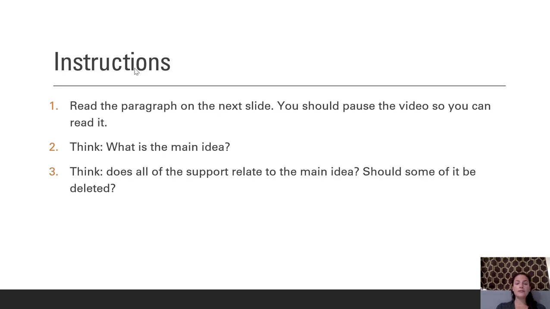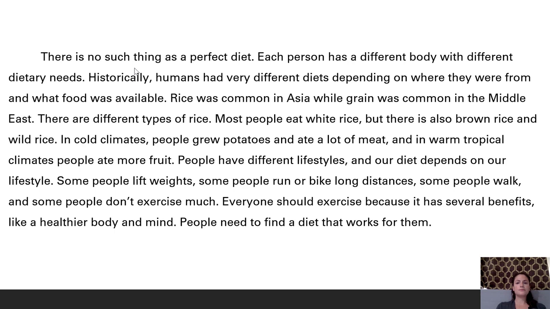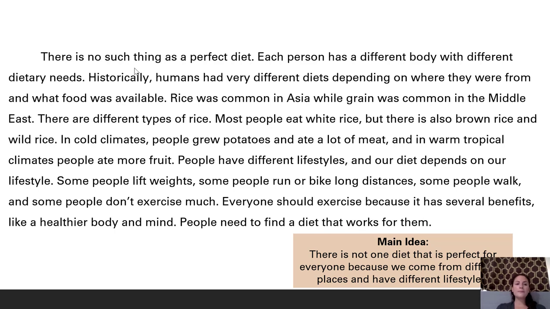All right, I'm going to go to the next slide now. Take a minute to pause the video and read the paragraph. Okay, now that you've read it, think about the main idea. The main idea of this paragraph is there's not one diet that is perfect for everyone. And the reason is because we come from different places and have different lifestyles. So that is the main idea that this author is trying to explain to us, that people need different types of diets because we are all different.